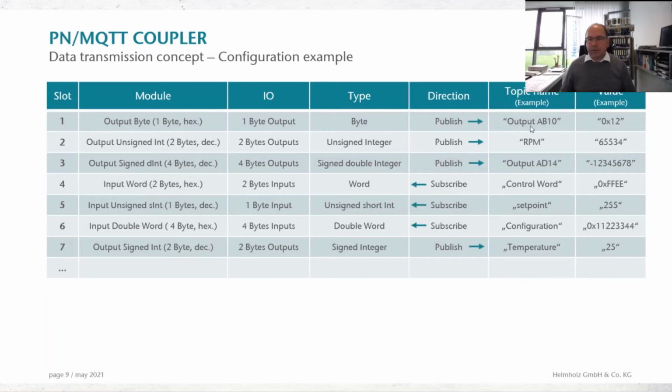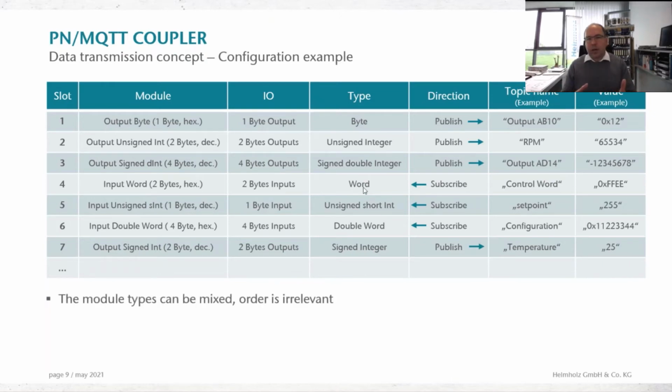So you have these different directions. And for example, here we have the set point, which is a 1 byte decimal input, just a set point. Please heat the oven to 250 degrees. And the actual temperature is a publishing value, which is a 2 byte decimal. And for example, it's 25 degrees at the moment.